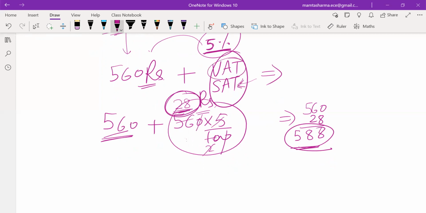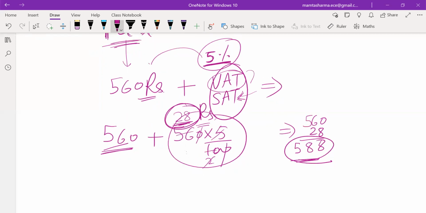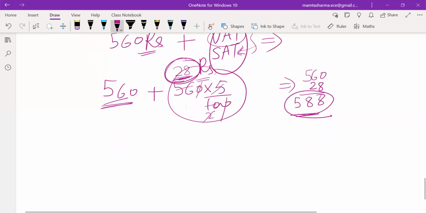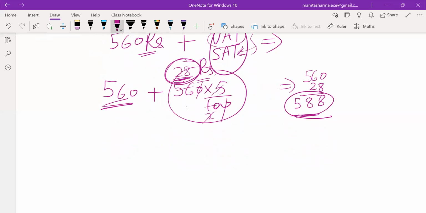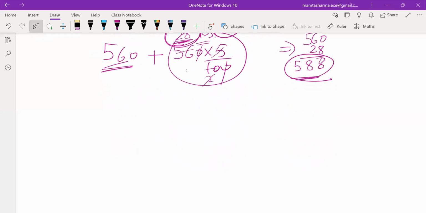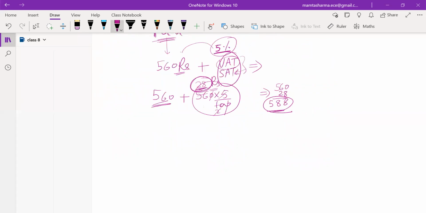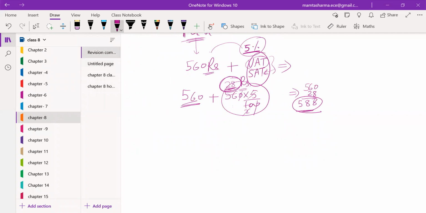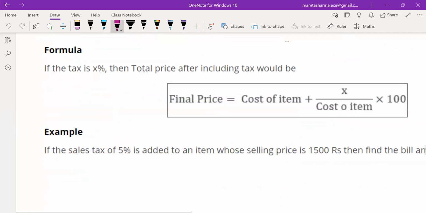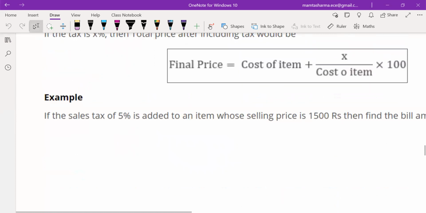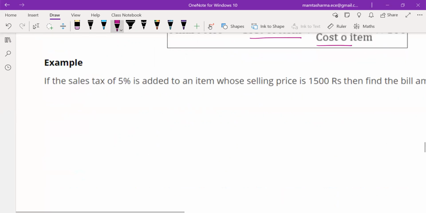And how will he collect the tax? He will collect the amount from us, then he will pay the tax. Clear? So the tax amount would be added to the main amount. Clear? Now, after this, what is left? Actually, this is the tax. Yes, see, cost of item plus tax, ma'am.